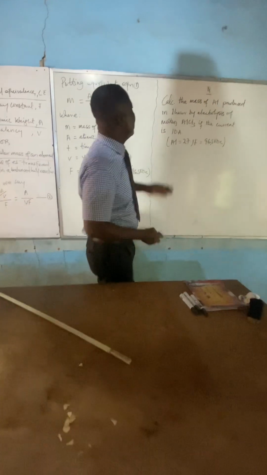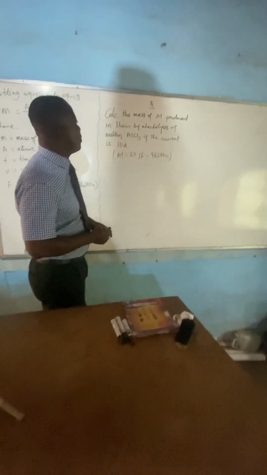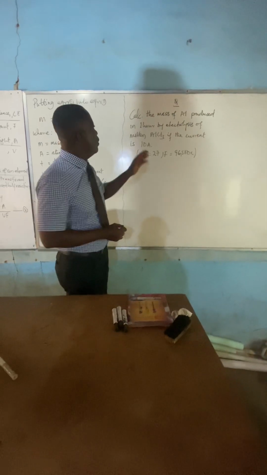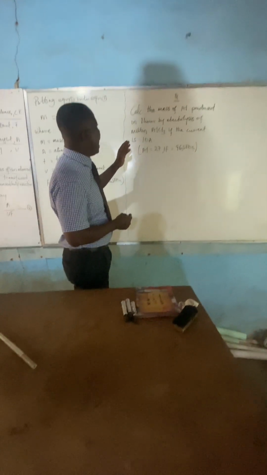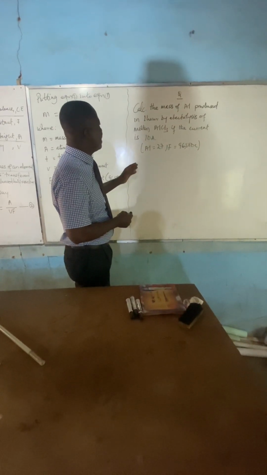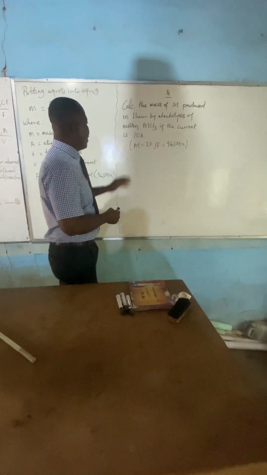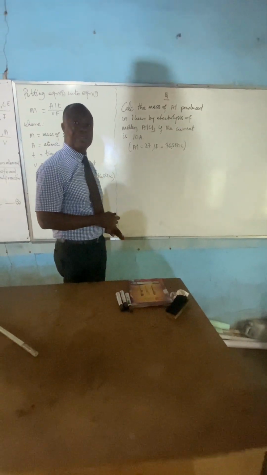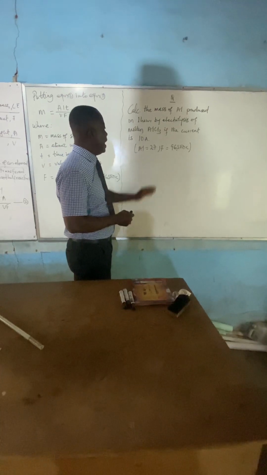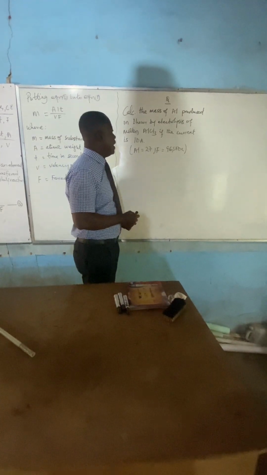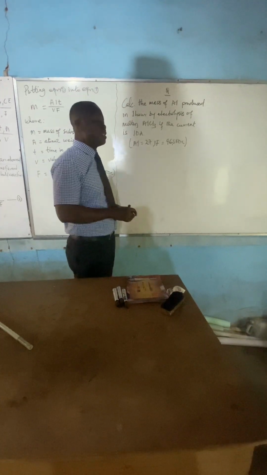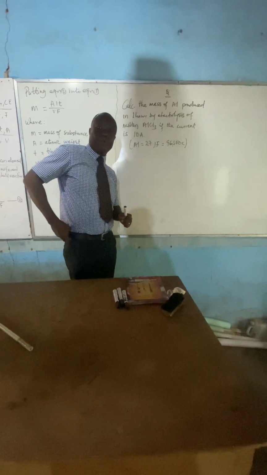Now, this is the question. Calculate the mass of aluminium, Al, produced in 1 hour by electrolysis of molten aluminium chloride, if the current is 10 amperes. We have been given the atomic weight of aluminium, which is 27, and 1 Faraday is 96,500 coulombs.